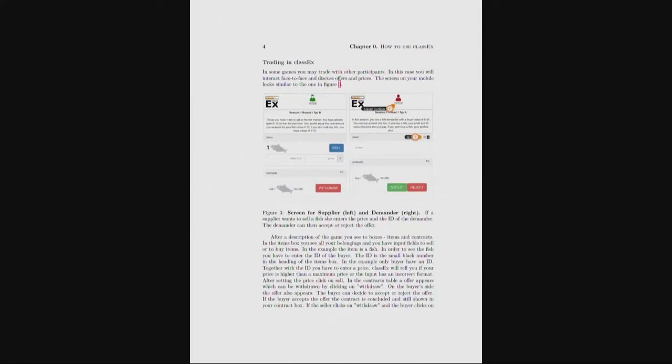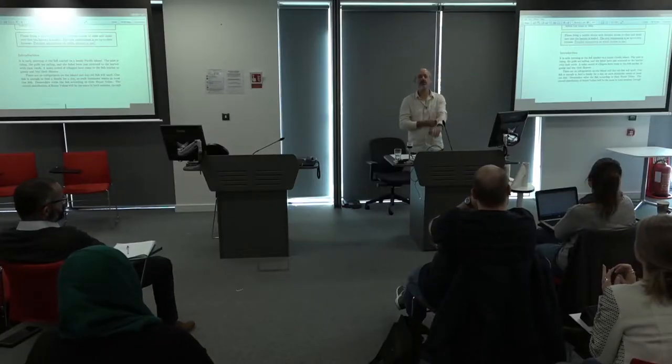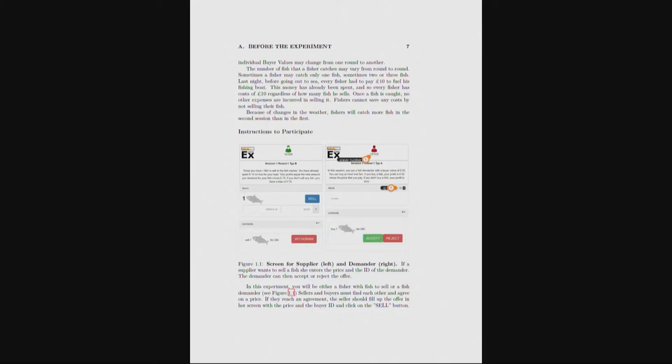But in particular, for this experiment, the fish experiment, everything is structured in before the experiment and after the experiment. Before the experiment, what they have to know is just what this experiment is about. This experiment is about a fish market where there are fishers who have gone fishing the day before. They had to pay £10 for the fuel and the sailors and so on. And now they are in the fish market. Buyers, on the other hand, have a buyer value and they have to maximize profits. Okay?